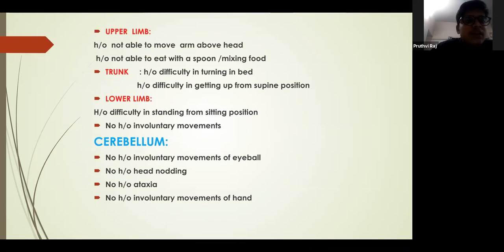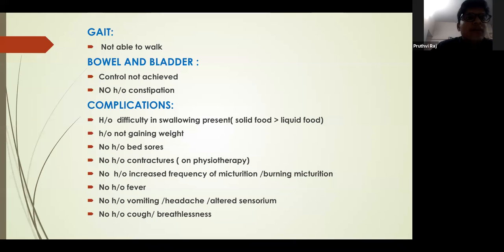Upper limb: history of not able to move arm above head, history of not able to eat with a spoon or mixing food. Trunk: history of difficulty in turning in bed, history of difficulty in getting up from supine position. Lower limb: history of difficulty in standing from sitting position, no history of involuntary movements. Cerebellum: no history of involuntary movements of eyeball, no history of head nodding, no history of ataxia, and no history of involuntary movements of hand. Not able to walk, bowel and bladder control not yet achieved, no history of constipation.